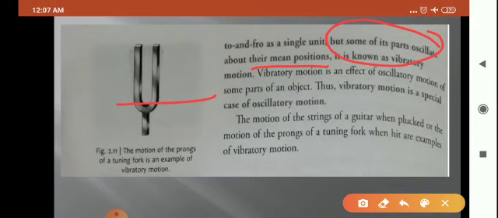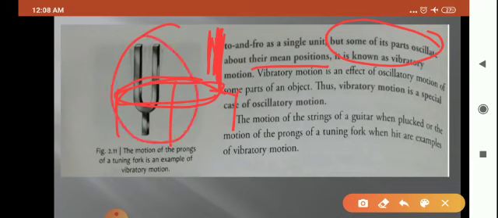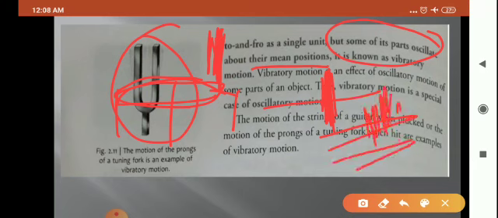Suppose you are holding a rubber band, stretching it between your two fingers like this, and you pluck the rubber band. What will happen? The rubber band will move up and down. Only some part, not the whole of the rubber band, will move. Just see, the tuning fork is given here. So the rubber band will vibrate like this, or when you pluck the strings of the guitar, they start vibrating. Not all of the string starts vibrating, only some part of the string.